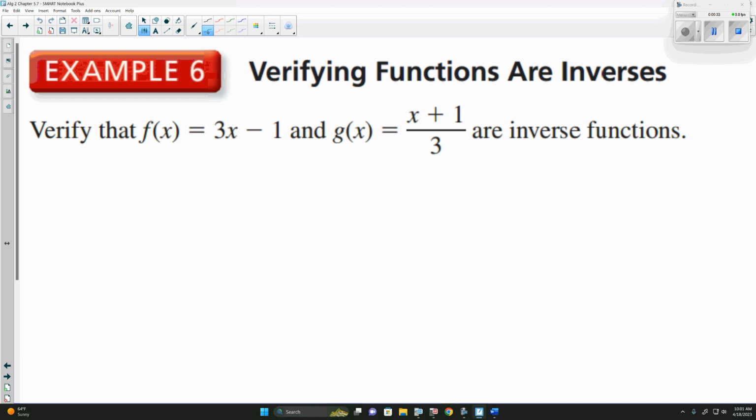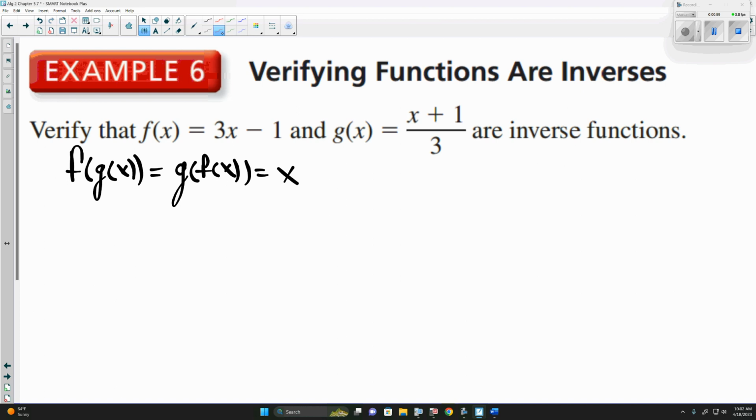To show that two functions are inverses of each other is showing that f of g of x is the same as g of f of x, and more specifically, that both of these equal x. Because if both f of g of x and g of f of x equal x, then they are inverses of each other.